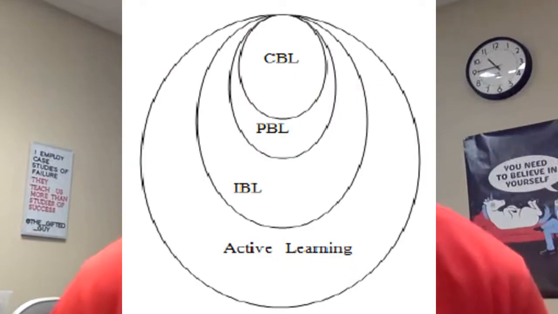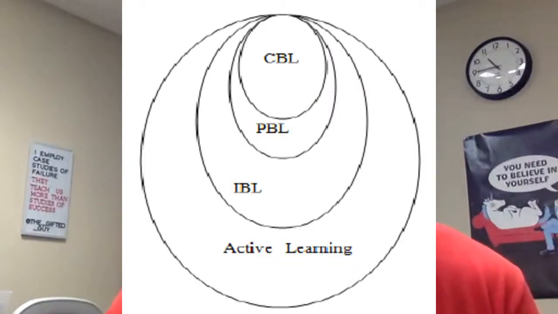When it comes to the involvement of the teacher in case-based learning, just like most forms of inquiry-based learning, it is very different than your traditional sage-from-the-stage type of teaching, standing in front of the classroom. What you see in this diagram is the bigger the circle, the more active the learning, or the more involved students are in the driving of the learning.